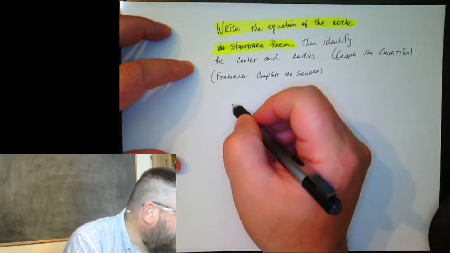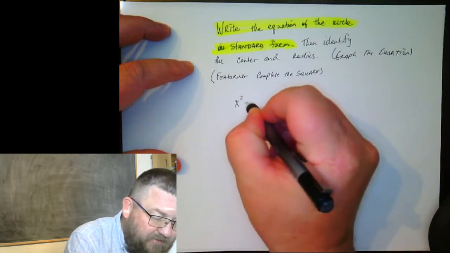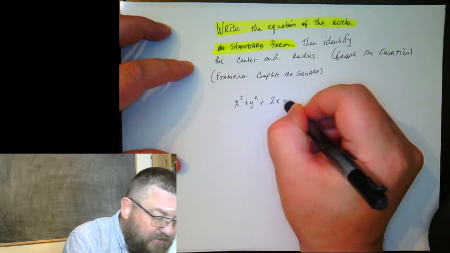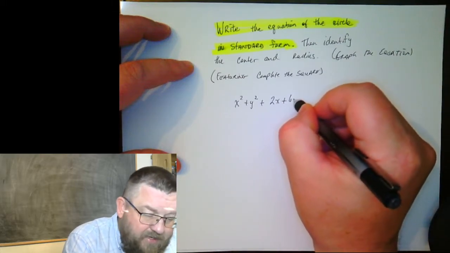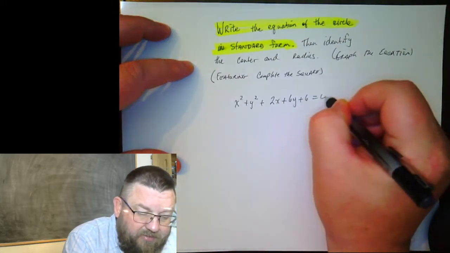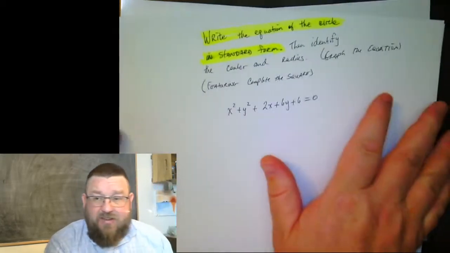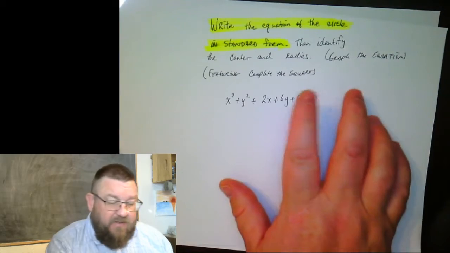Okay, so let's see here. Let's start with this one: x squared plus y squared, 2x plus 6y plus 6 equals 0. Now, we need to write this in standard form. This is not currently in standard form. Do you see? This is not standard form.